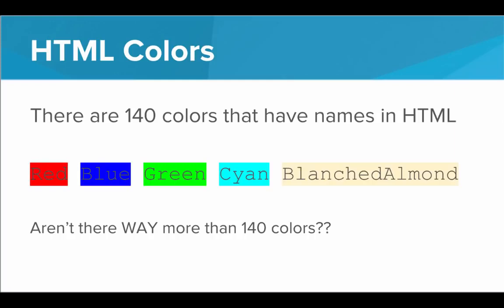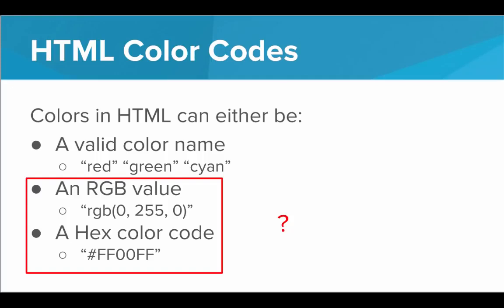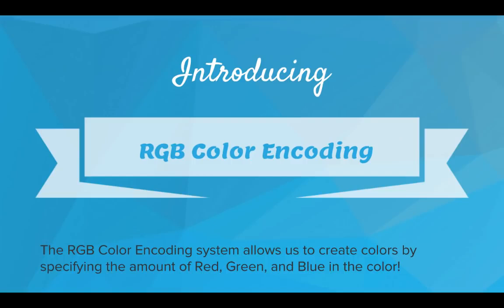Well, the way we do that is with HTML color codes. So colors in HTML can either be specified by a valid color name, something like red, green, or cyan, an RGB value, such as RGB 0, 255, 0, or a hexadecimal, also known as hex, color code, such as hashtag FF00FF. Now, RGB and hexadecimal are some weird new things. So what is going on here? What would these colors even look like? What does that mean? Well, introducing the RGB color encoding.